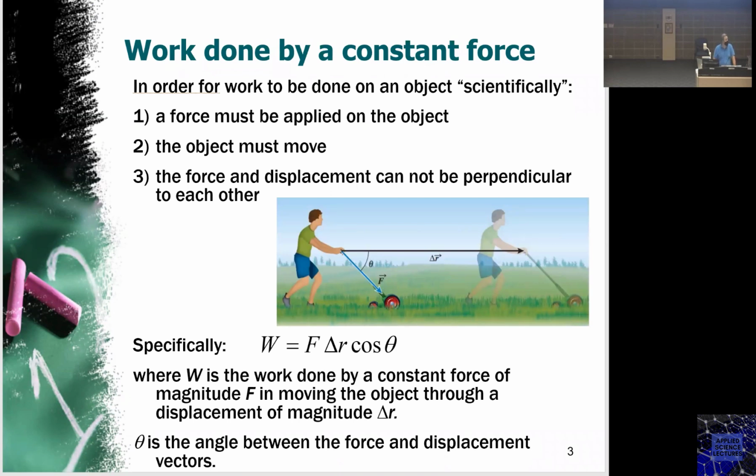So what is work? What does work mean here? Work is an energy that is transformed to or from an object through applying a constant force. In this case, we will be looking at a constant force that results in a displacement. So if that force is applied on an object, the object is going to move.